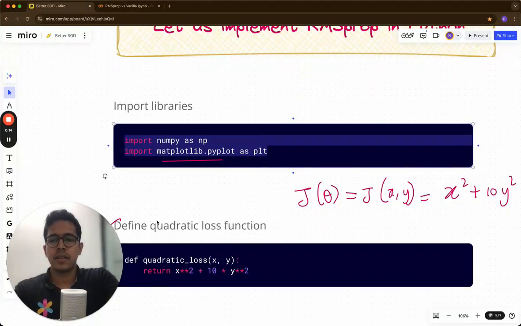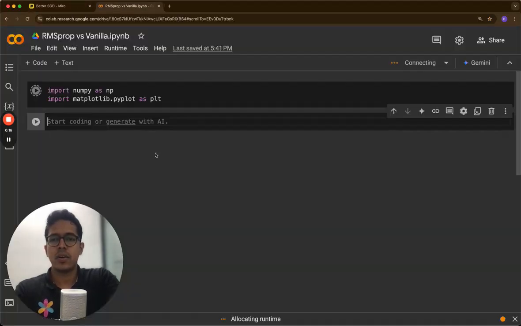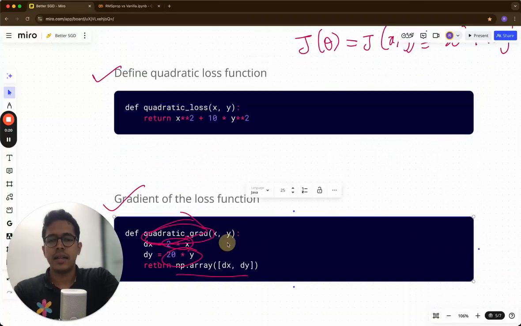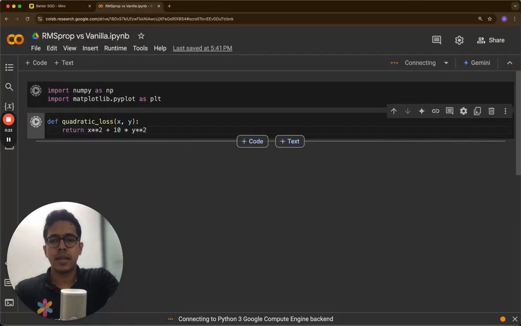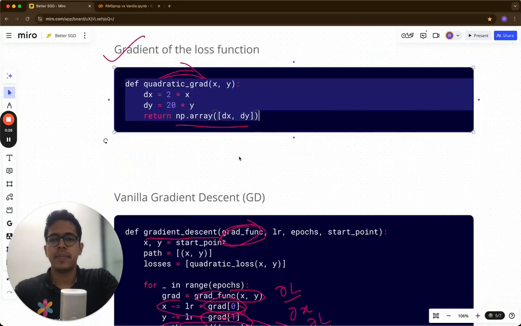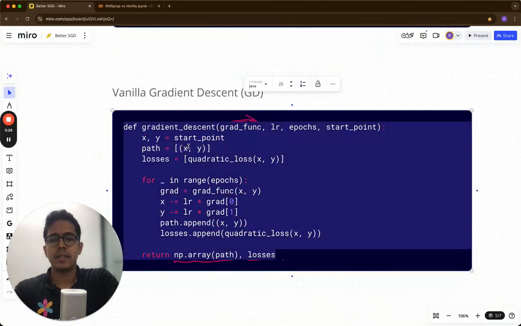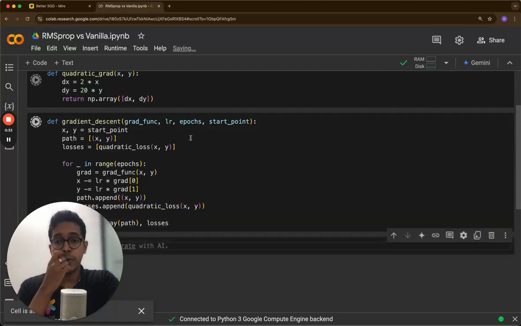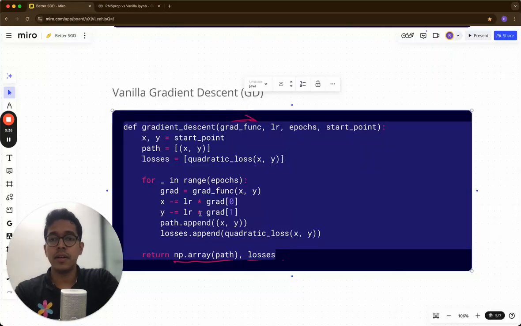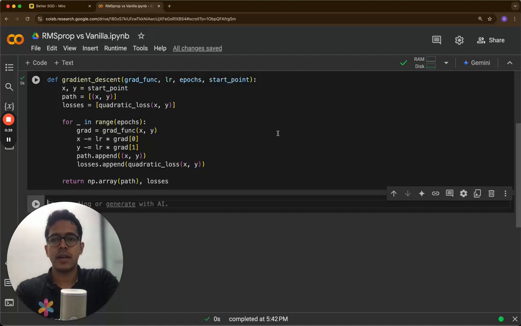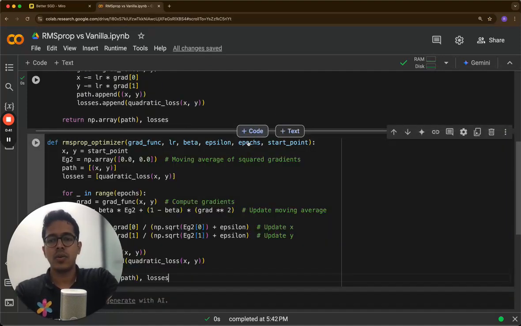Just run that, defining the quadratic loss function x square plus 10y square, gradient dou by dou x equal to 2x and dou by dou y equal to 20y. Then vanilla gradient descent code. This is just a function, so obviously there is not going to be any output until you call the function. Then the code for root mean square propagation, again just the function, no calling is involved.